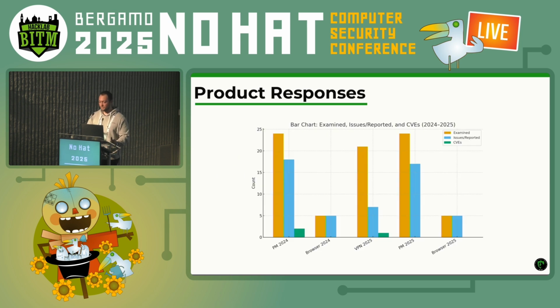So, the outcome. We have here 3 different bars from different products. The first bar is about the examinations we did. The second bar, the blue bar, is the issues reported and the relevant CVEs we managed to identify and get. As we can see here, there are some differences. Again, we see the difference that password managers were more susceptible to this attack in comparison to VPNs.